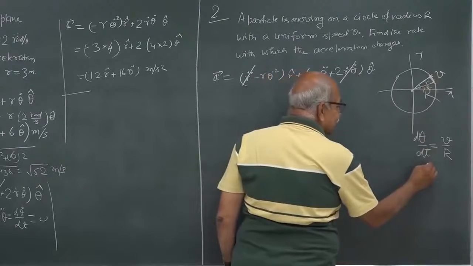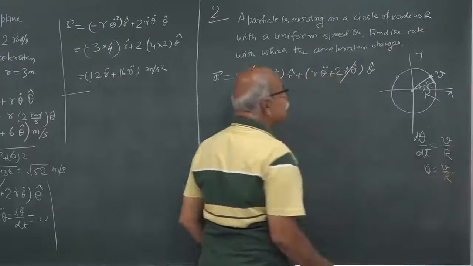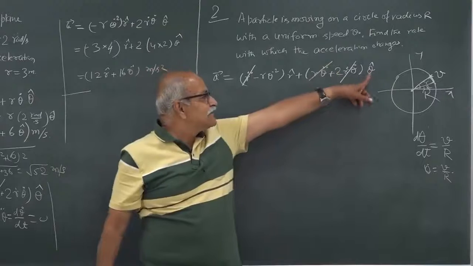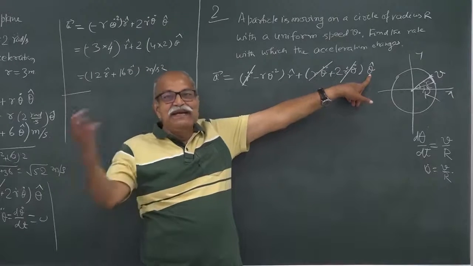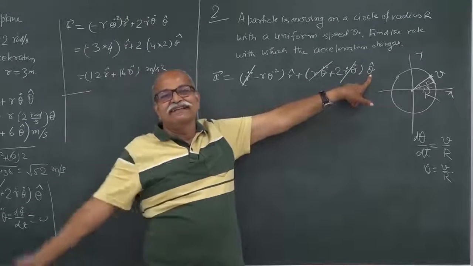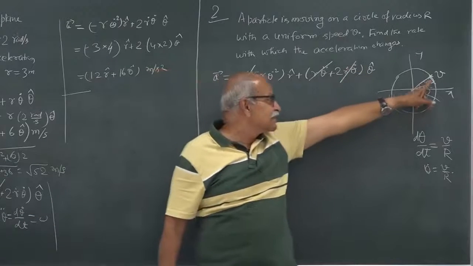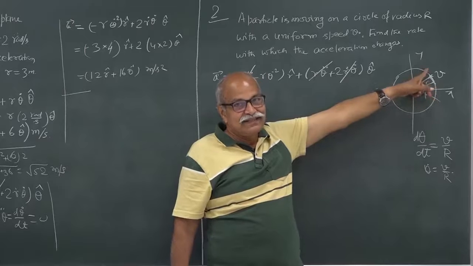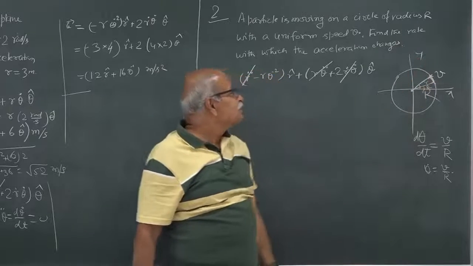So, theta dot is v by r, v is constant, r is constant, so theta double dot is 0. So, you do not have any theta cap component of the acceleration, we know it. If the speed is not changing, the tangential acceleration is 0, and here the tangential acceleration is the same as the theta component of the acceleration, because here the theta direction is actually tangent to the path.